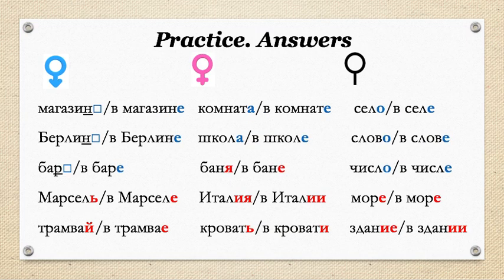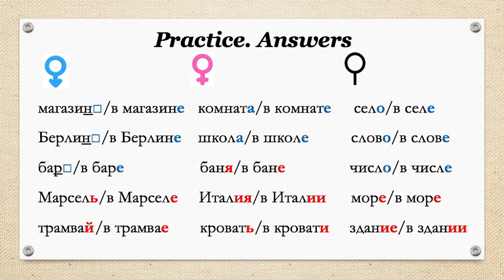So, what do we have at the end? Магазин becomes в магазине, Берлин в Берлине, бар в баре. Here you see that we have just a consonant at the end. So when we need to put these nouns in prepositional, we just add the ending "е". Марсель в Марселе, трамвай в трамвае. Here we replace the soft sign and "й" with the ending "е".